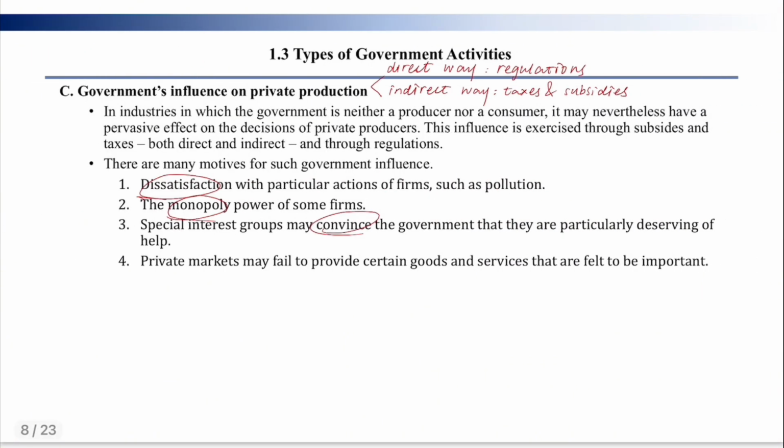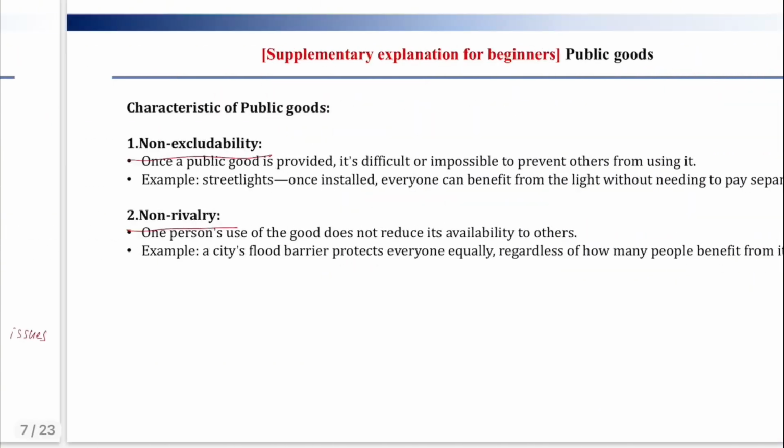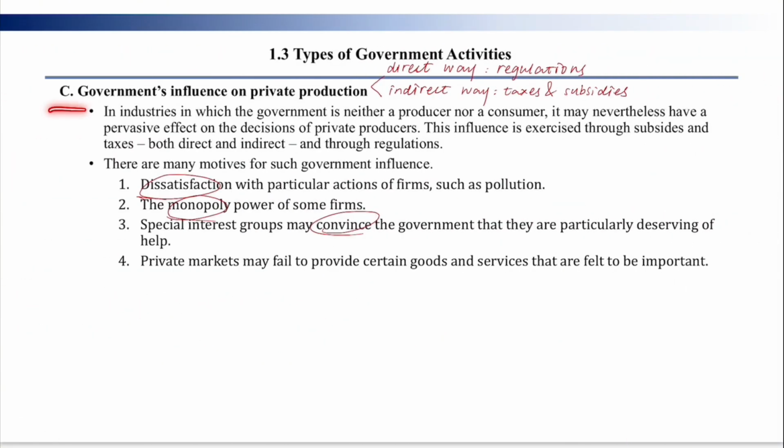Let's turn to the third type of government activities, the government influence on private production. We have two ways. One is the direct way, which is regulations. The other is the indirect way, which is taxes and subsidies. The difference between C and B is that this one doesn't mean directly acquiring the enterprise or directly turning the enterprise into a government enterprise. It's to have some influence on its production.